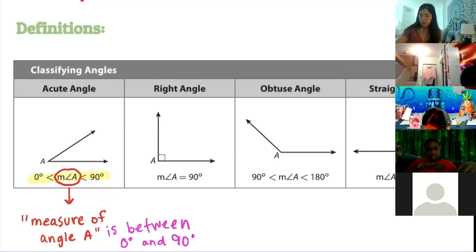So a right angle is when the measure of the angle equals 90 degrees. It has to be exactly 90 degrees. So this one right here, we know that one's 90 degrees. What about an obtuse angle? What is that one telling you?